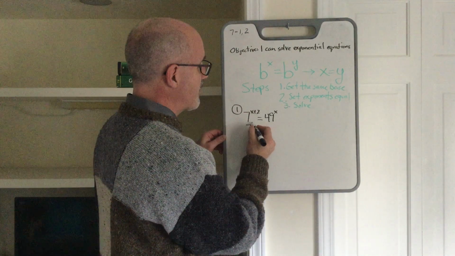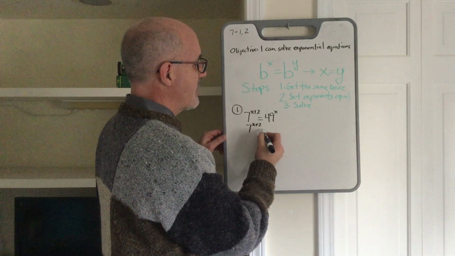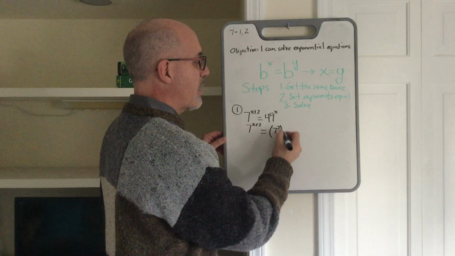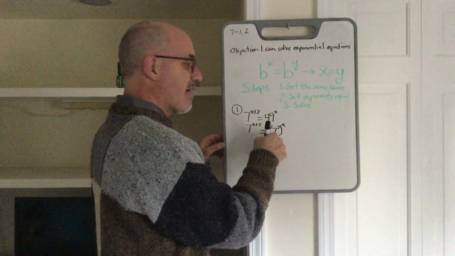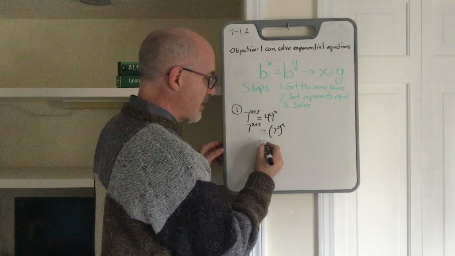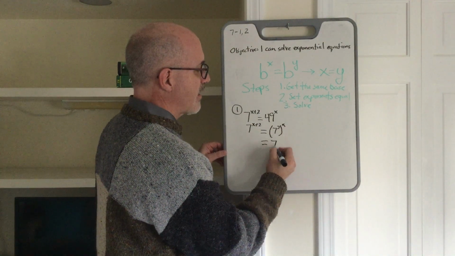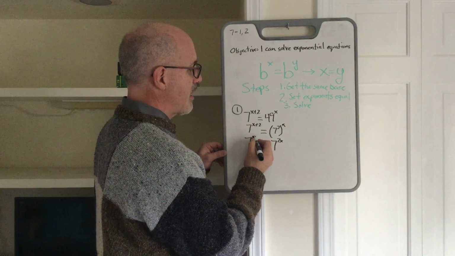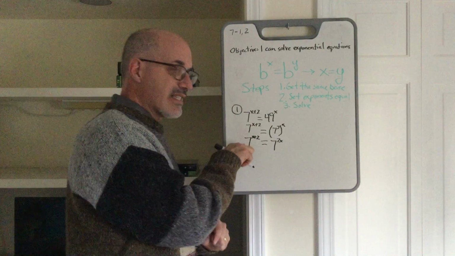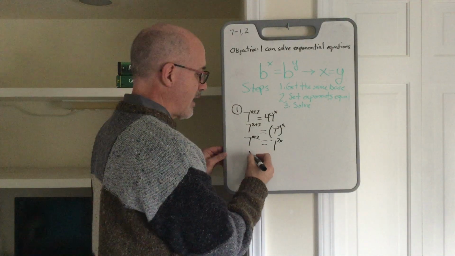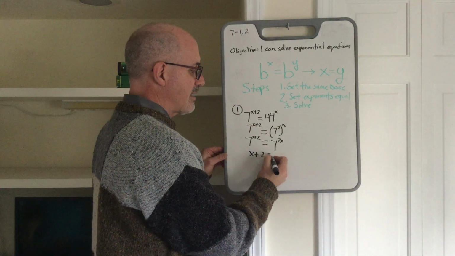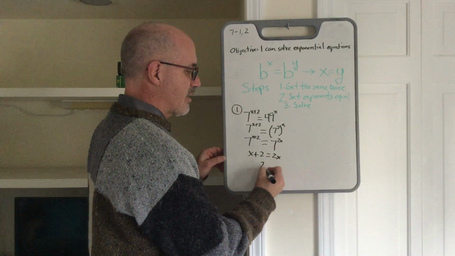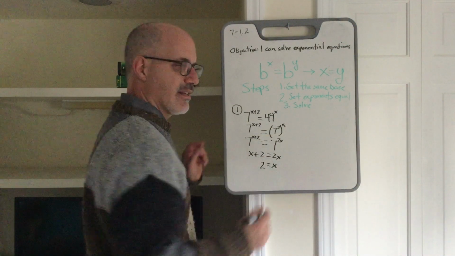So if I keep this one as it is, 7 to the x plus 2, and we make this 49 a 7 squared, we now have the same base. Let's simplify this side first. We get 7 to the 2x equals 7 to the x plus 2 power. Now we can set those exponents equal. x plus 2 is equal to 2x. Subtract x from both sides and you get 2 equal to x.